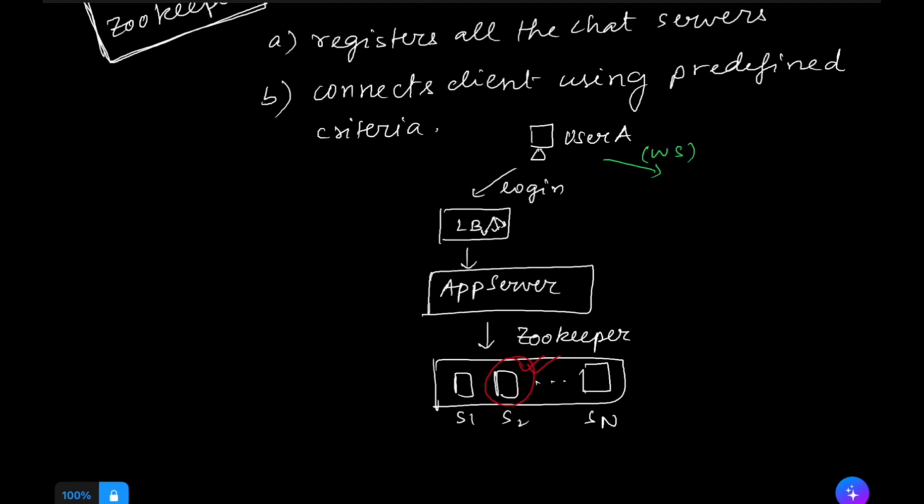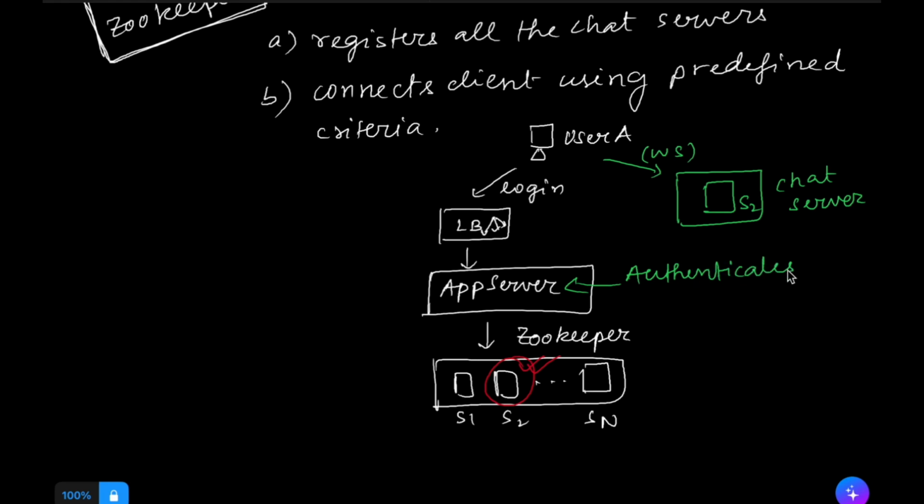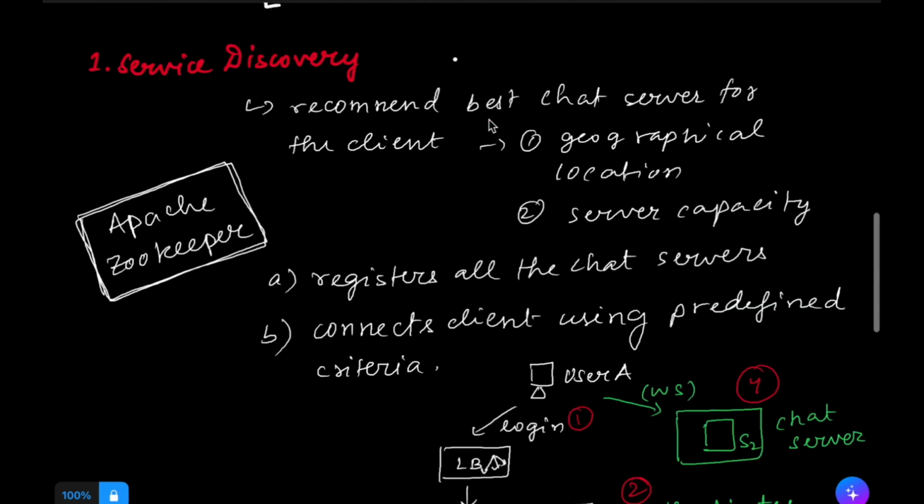If you remember, we discussed this in the previous video in our high level design. It connects with the chat server. The app server authenticates the user. So this is a high level flow diagram of how a user connects with a particular server. It logs in, is authenticated, goes to Zookeeper, and then finally connects. So this is service discovery.